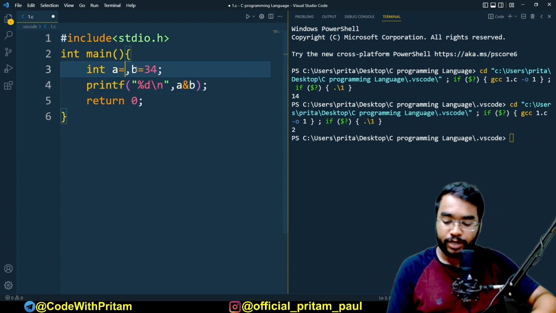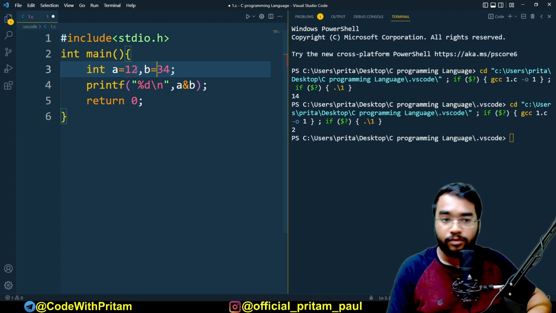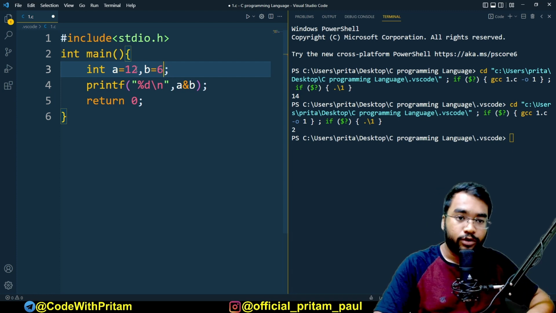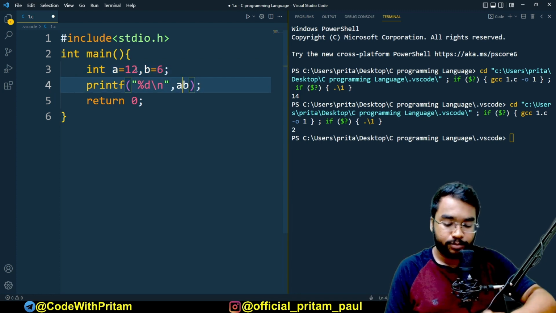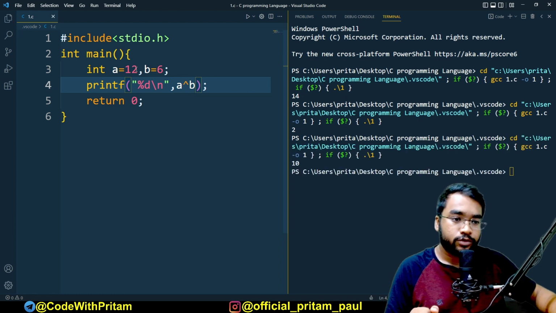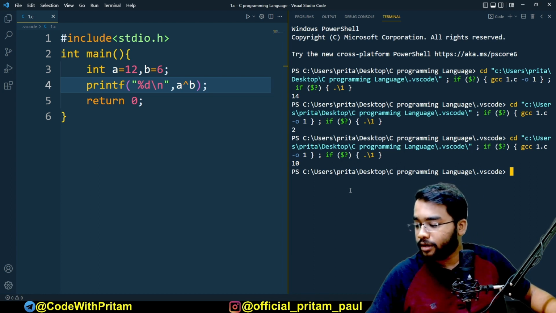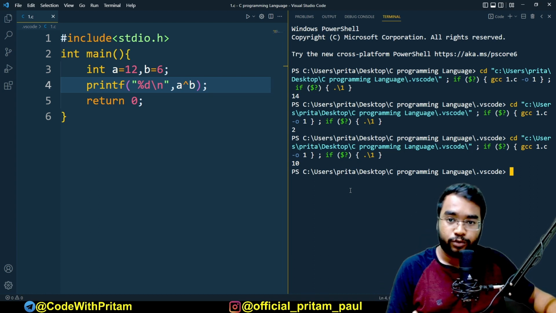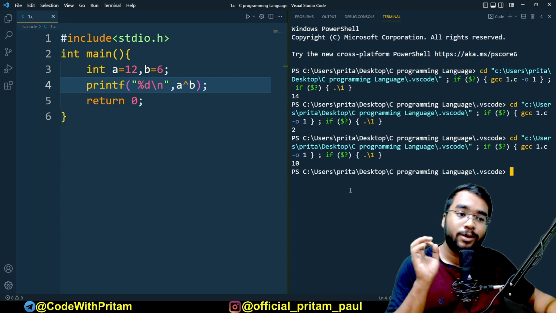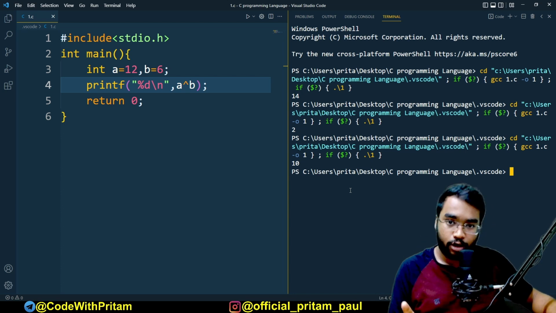Another one is bitwise XOR, which is a equal to 12 and b equal to 6, and here it is bitwise XOR. So here you can see that 10, as I have shown you guys. Left shift and right shift also I have shown you guys. So let's start the conditional operator.